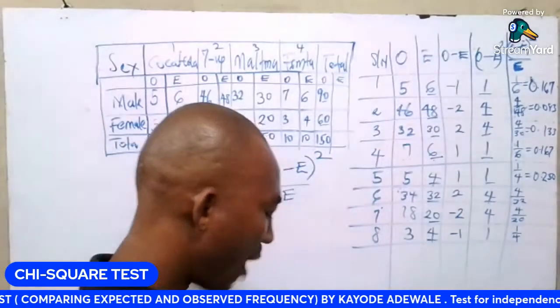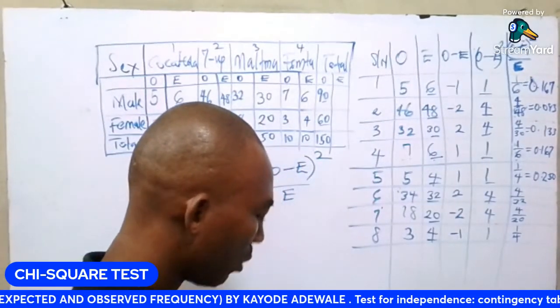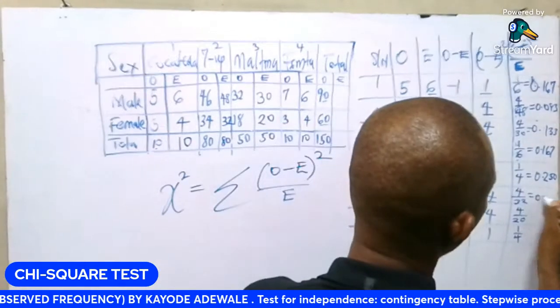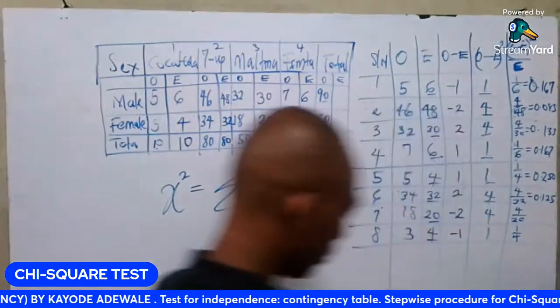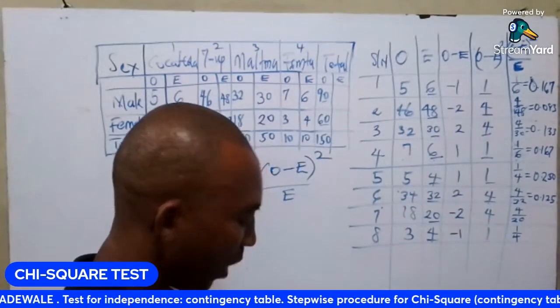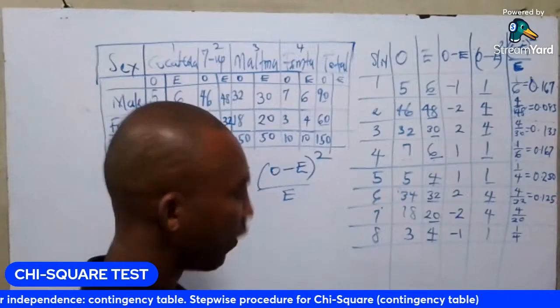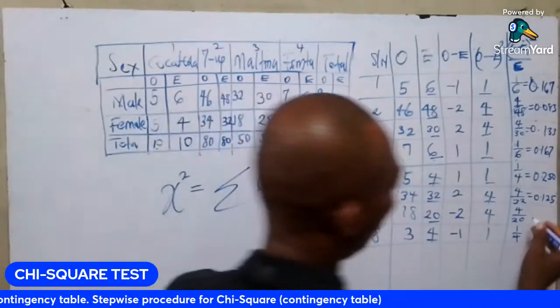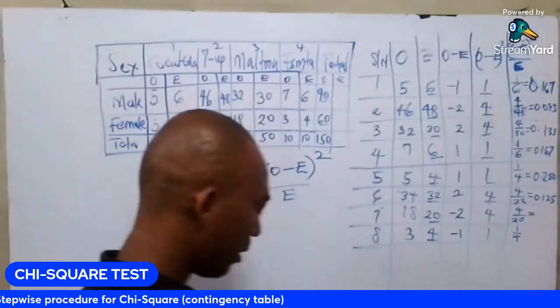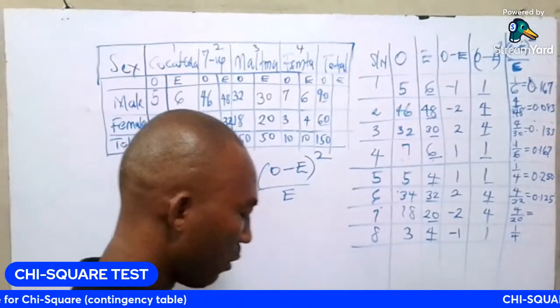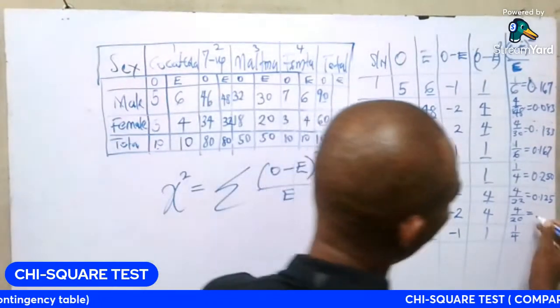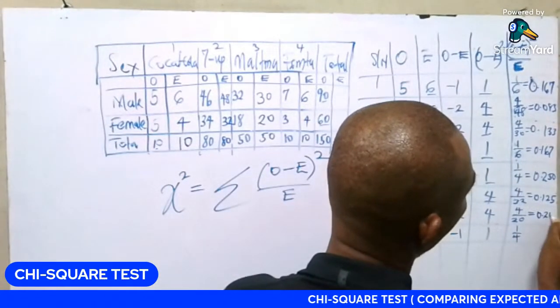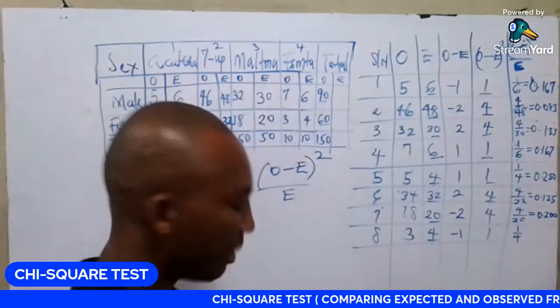So next one, 4 divided by 32. So that will be 0.125. Of course, 4 divided by 20. We know what 4 divided by 20 is. It will give you 0.2, but don't forget we are taking it to 3 decimals.